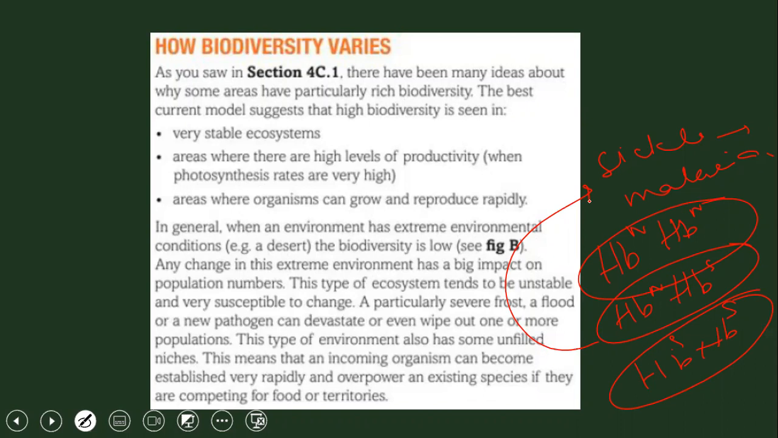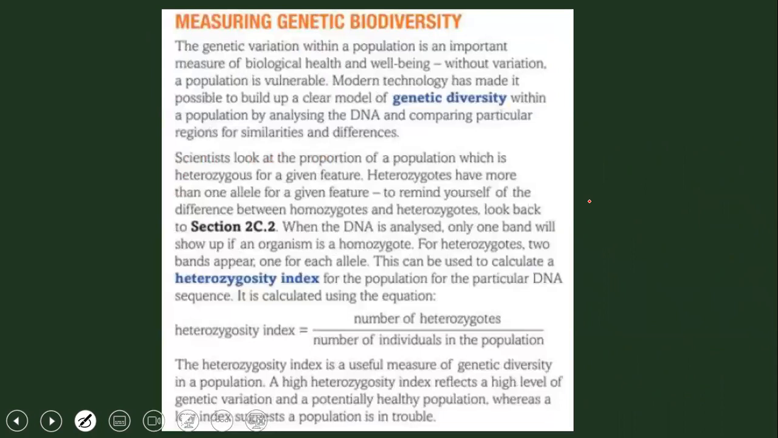Heterozygous individuals have more than one allele for a given feature, right? You know that, for example, for hemoglobin, one was normal, one was sickle cell. So they have more than one allele for a given feature. If you want to measure genetic variation, you take a look at the heterozygotes. As a result, when we are doing our calculations, we use the heterozygosity index to calculate the genetic diversity of a population.